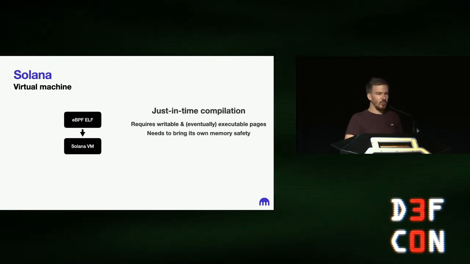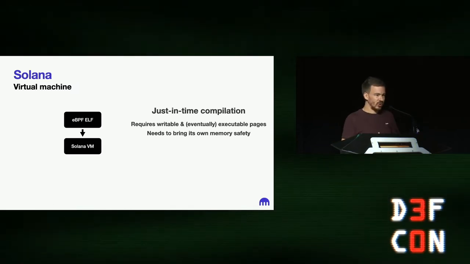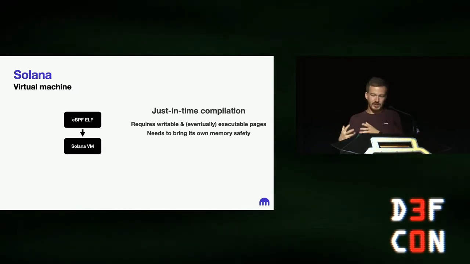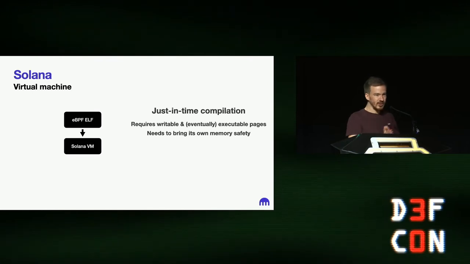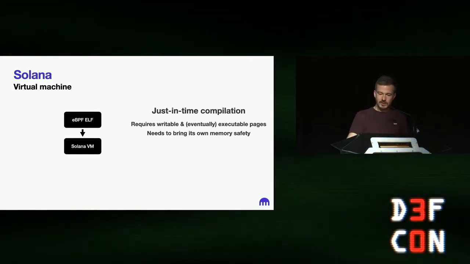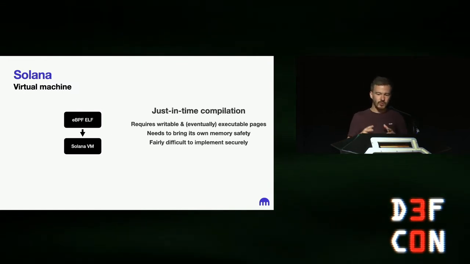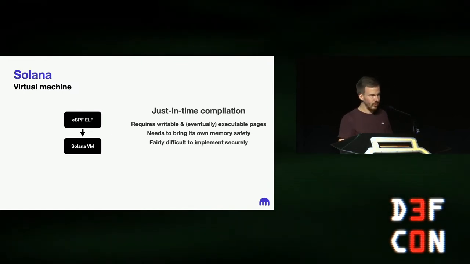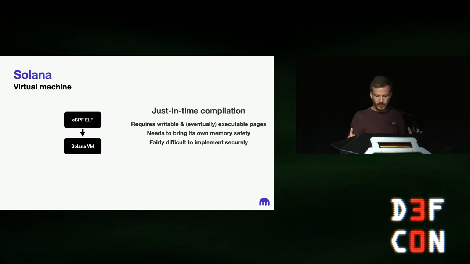So let's say I have BPF code that accesses memory at, I don't know, address zero. I want to make sure that this memory access doesn't actually happen on, let's say, the physical process address zero, and instead you want to catch it and so on. And this is all a lot of work, and it's fairly difficult to really do this securely because you just have a large list of things to do.